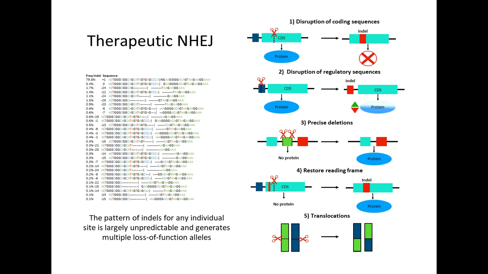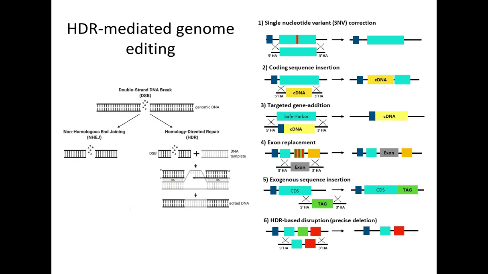Therapeutic HDR, again, requires a template, so you can make more precise changes. Number 1 here is the most commonly used approach, which is to change single nucleotide variants. It's the most efficient way of doing this. But for most genetic diseases, this is useful in diseases where there's a prevalent common pathogenic mutation. An example of this would be something like sickle cell disease.